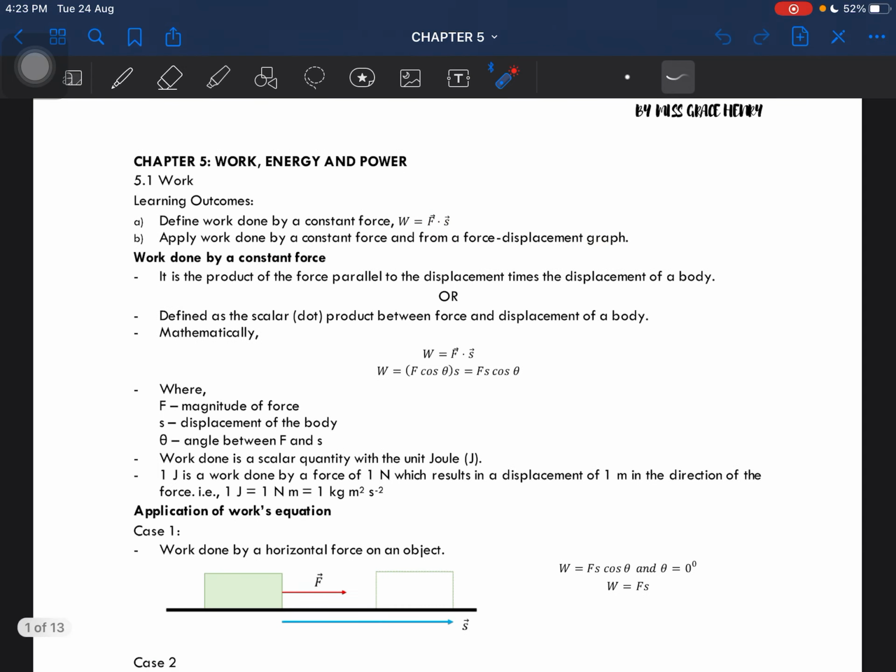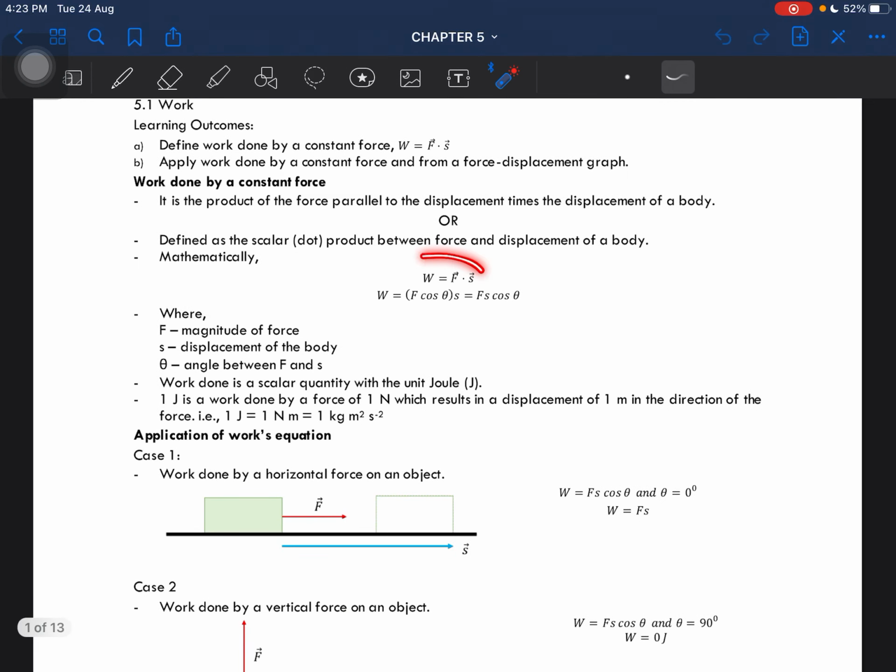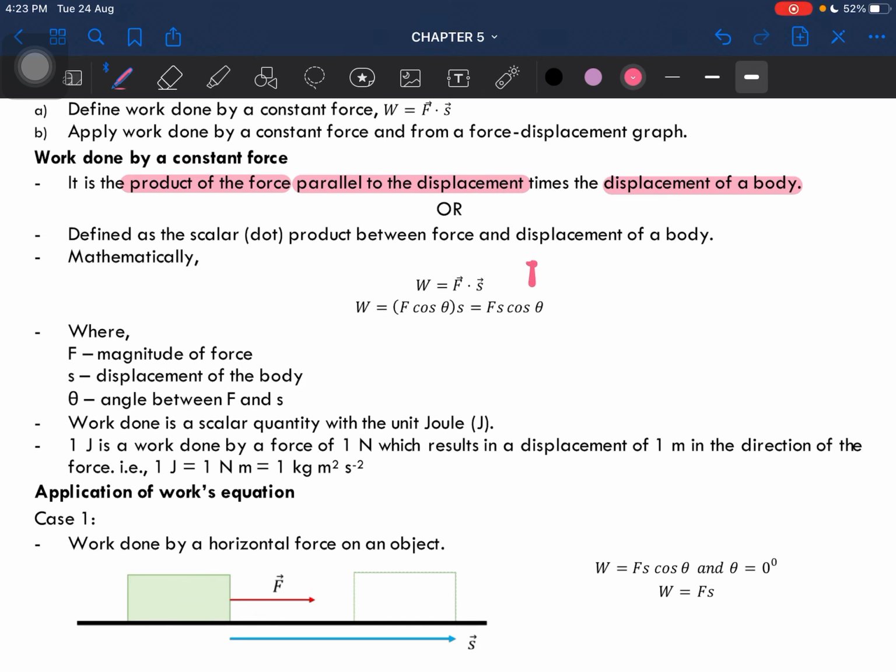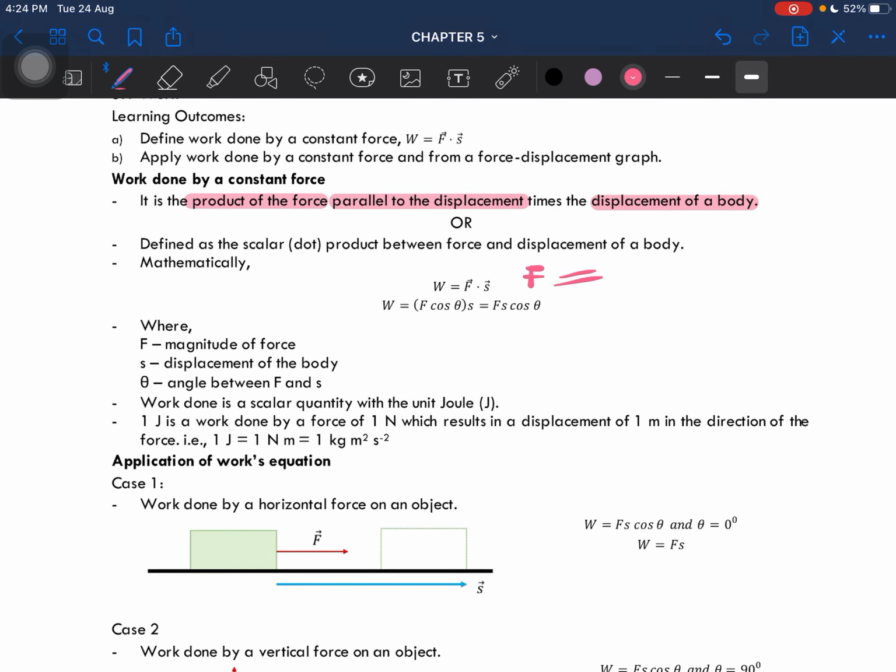Okay, so what is work done by a constant force? So we know mathematically it's this one, but if you were to write it in a sentence, it is the product of the force parallel to the displacement times the displacement of a body. Okay, so remember the force is the force parallel to the displacement, that is the parallel symbol. And then the angle theta here is the angle between the force and the displacement.